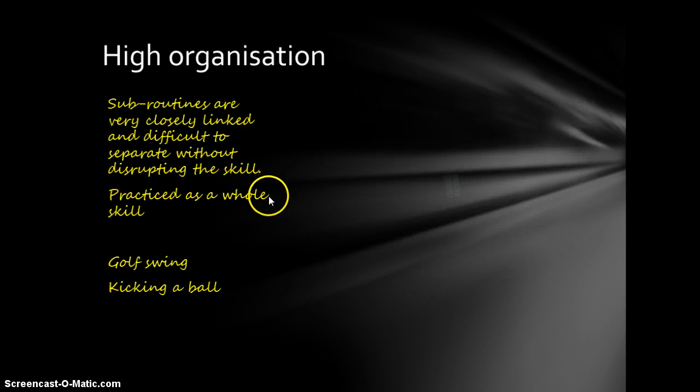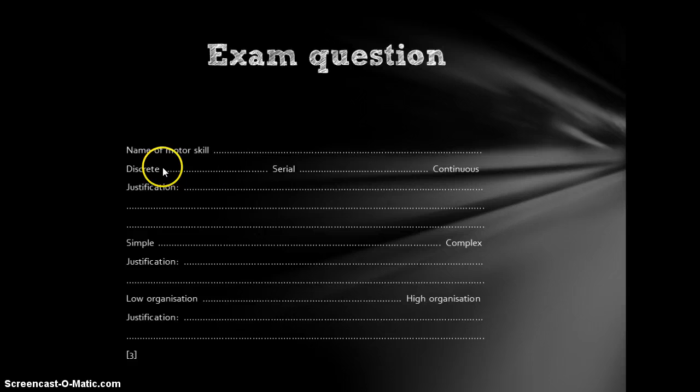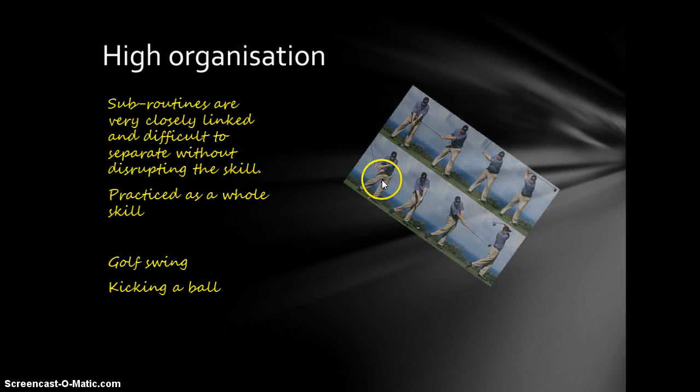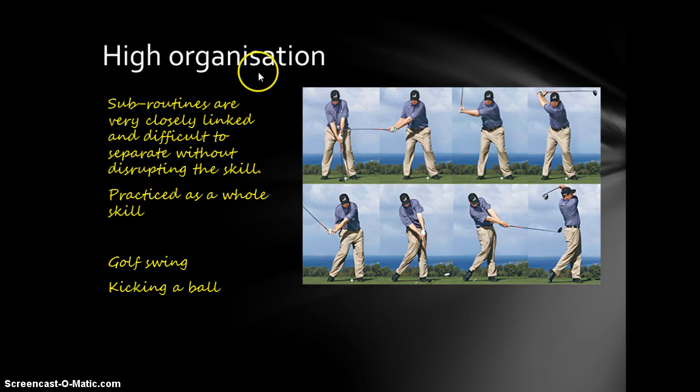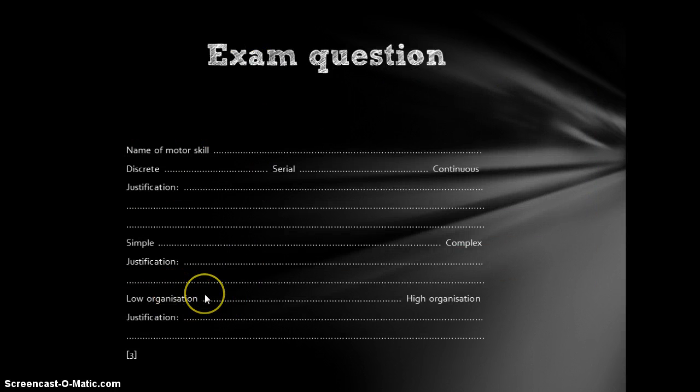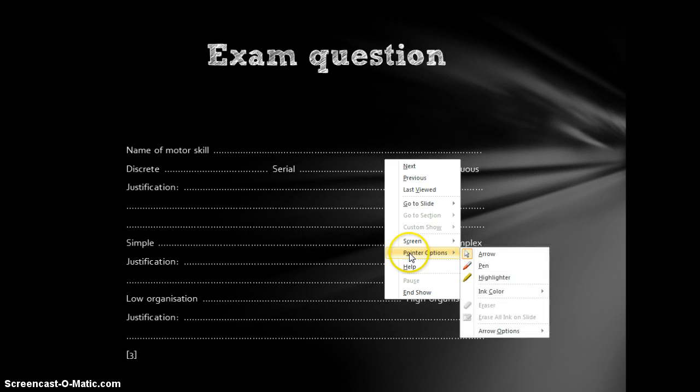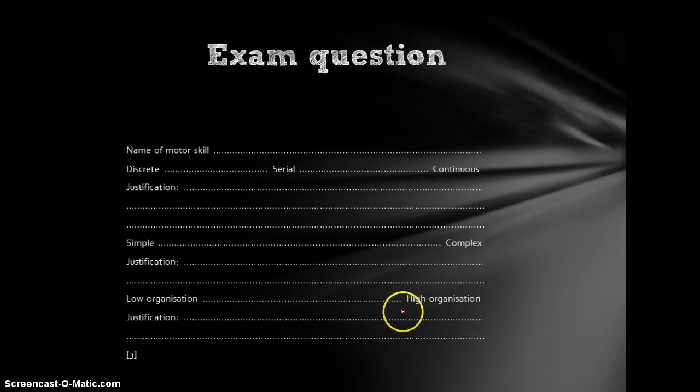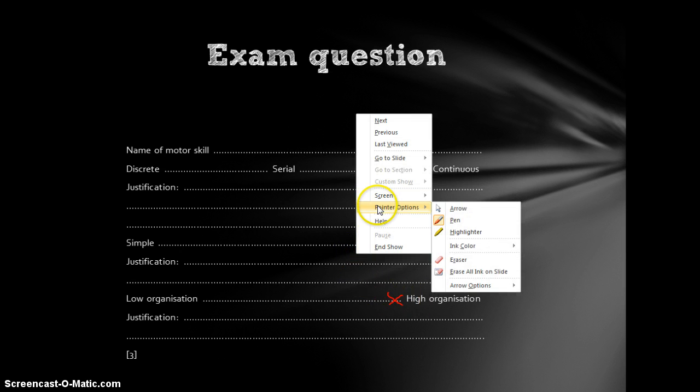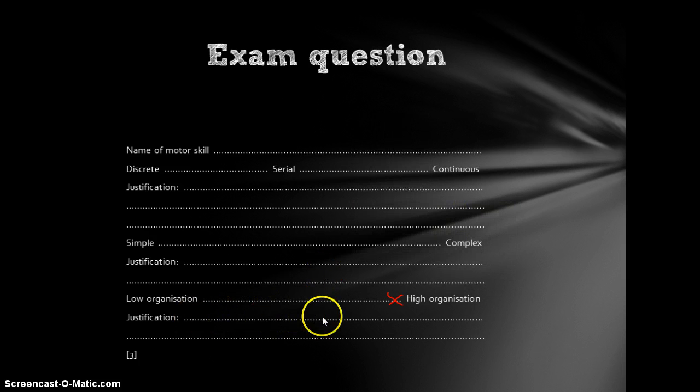So let's go back and have a look at our, so it's looking for discrete, serial and continuous, simple or complex, or low and high in organisation. So we'll do this one here. And if we took the golf swing, fine, we say it's high in organisation. So we write down what the skill is, and we would probably put our cross here. So let's chuck that in there. And we're going to turn around and say, yes, it's very, very high in organisation. And then in here, we explain why. Say, because the subroutines are hard to break down, and it's easier to practice as a whole.